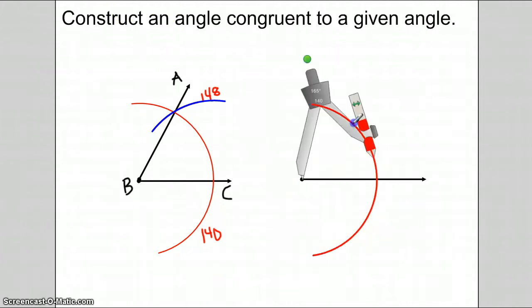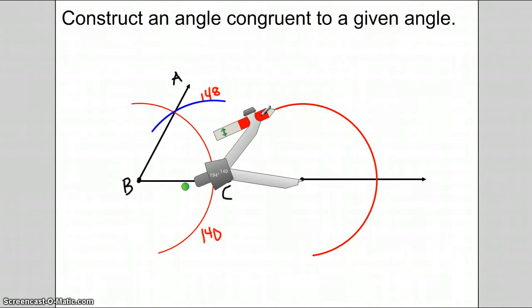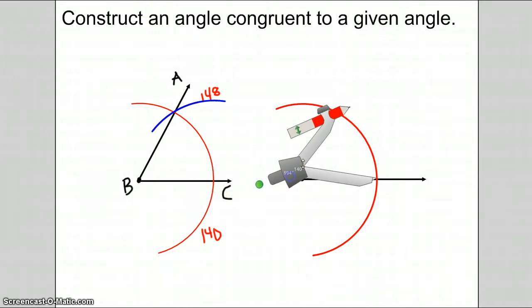Okay, I know you're doing yours in all pencil probably. And you're going to draw that first arc. Compass goes on the bottom intersection.